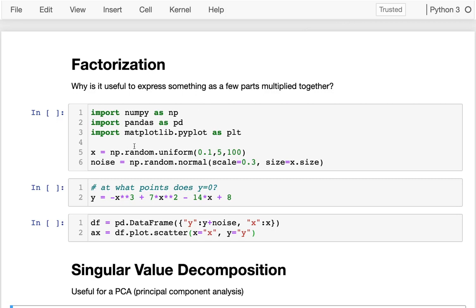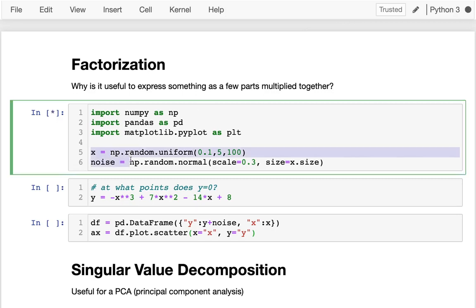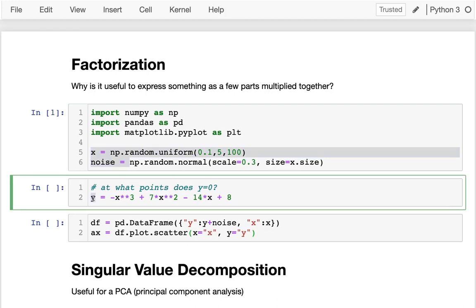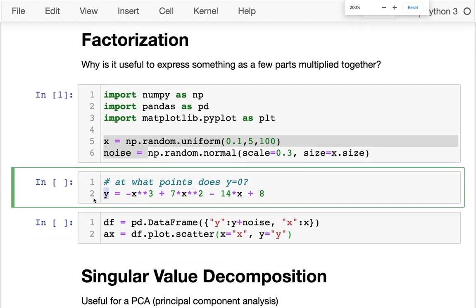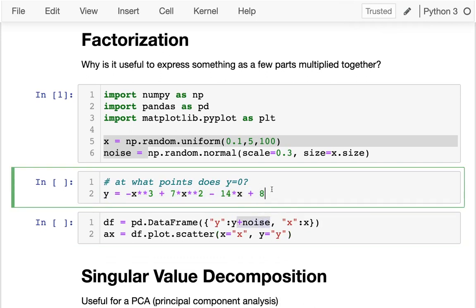So in this example, I'm generating some random x values and some noise, and then the y values are going to be a function of those x values. And then later when I'm making my data and plotting, I'm just going to add a little bit of noise there. And so here we have a third degree polynomial expression, right? I can see y equals negative x to the third.